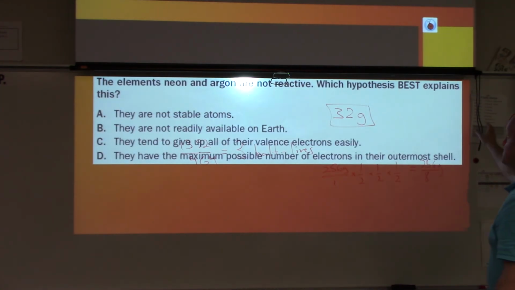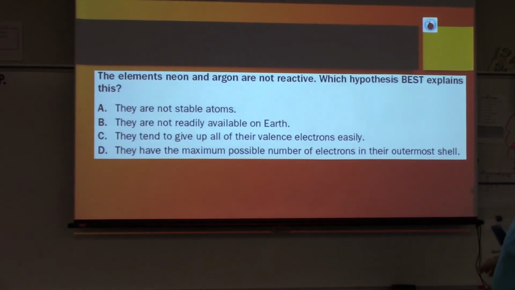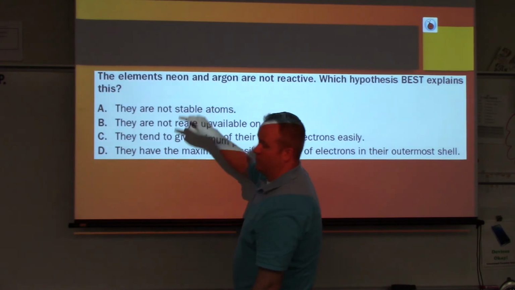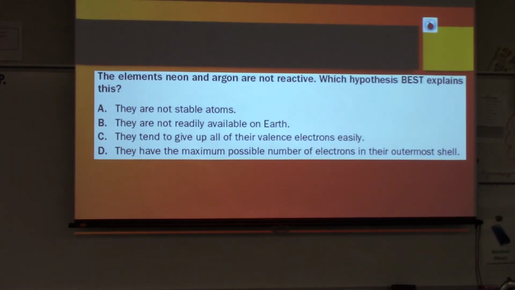All right, next question. The elements neon and argon are not reactive. These stand out at me because I know they're both in group 18, which are noble gases. Which hypothesis best explains this? Take a moment to go ahead and access your knowledge and attempt to answer this question.